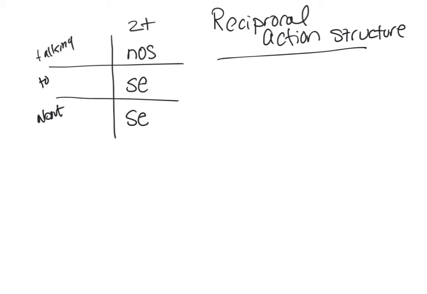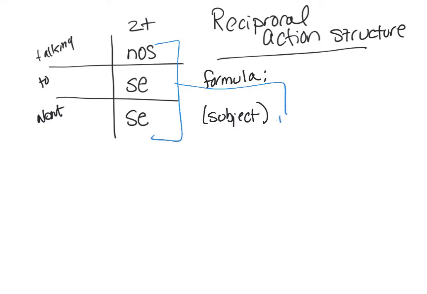Okay, so here's our formula right here. Formula. So you're going to have, if you want to, you can use the subject pronoun. It's optional. And then you're going to pull one of our three pronouns here. So it's going to end up being nos or se. Then the verb conjugated. In any tense, this can happen in multiple tenses for the subject.